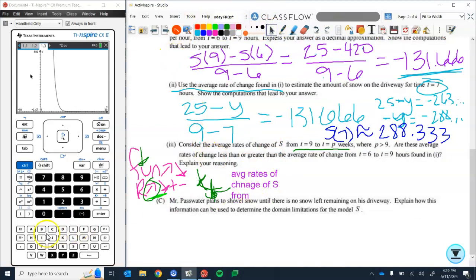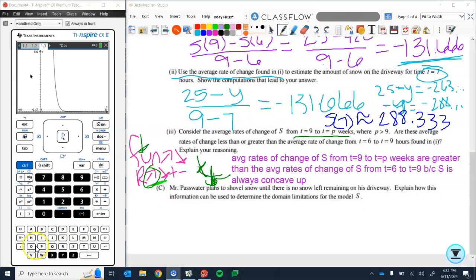All right, let me type this out because it may take me a while, and then I'll come back and we'll talk about what I'm trying. All right, so here's what I wrote. Average rates of change of S from t equals 9 to t equals p weeks, so I'm just getting that straight from the question, are greater, because we decided they're increasing, than the average rates of change of S from t equals 6 to t equals 9, because S is always concave up.